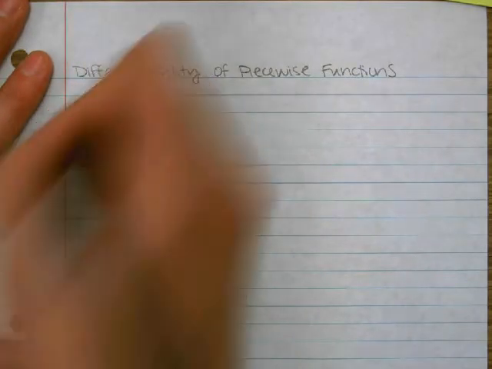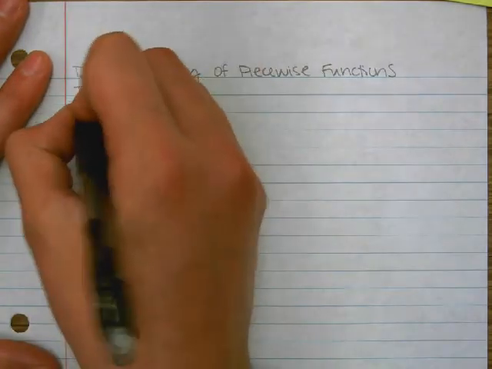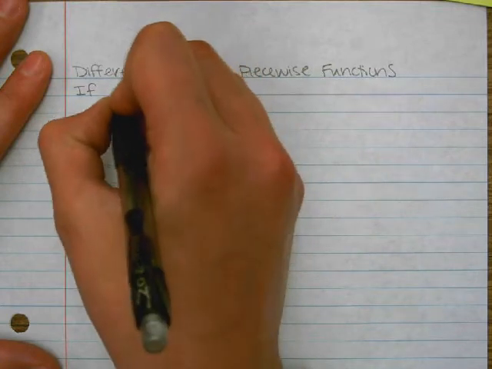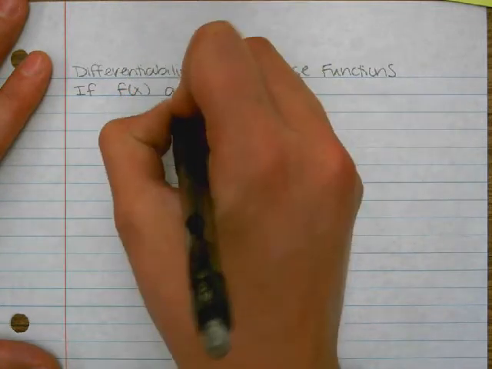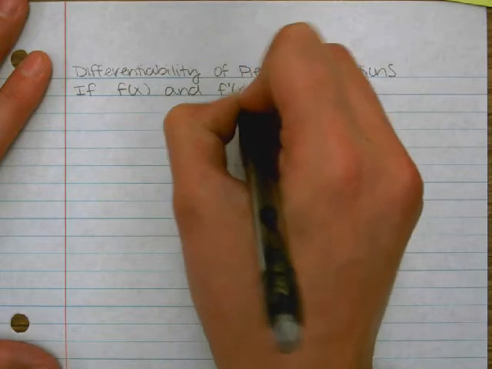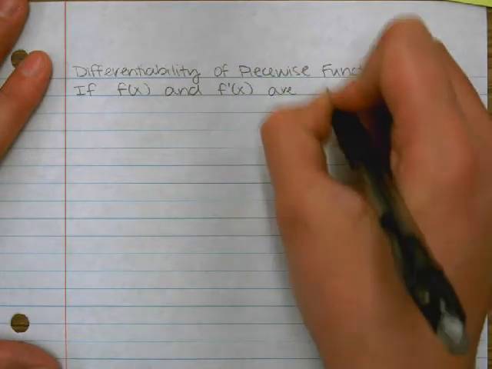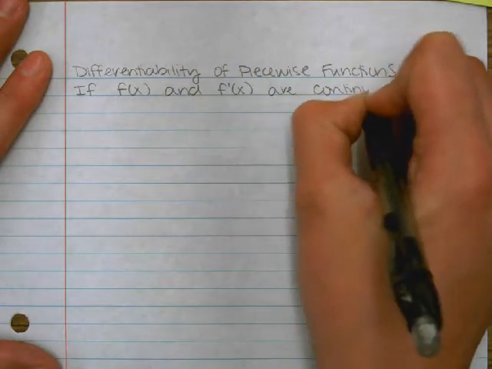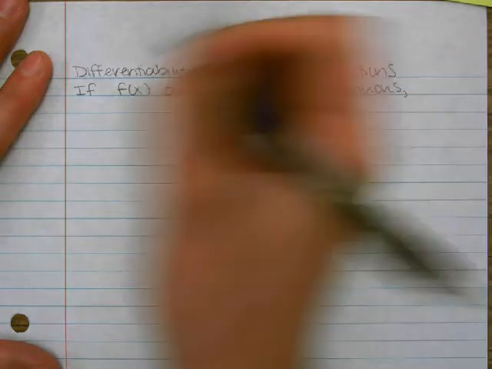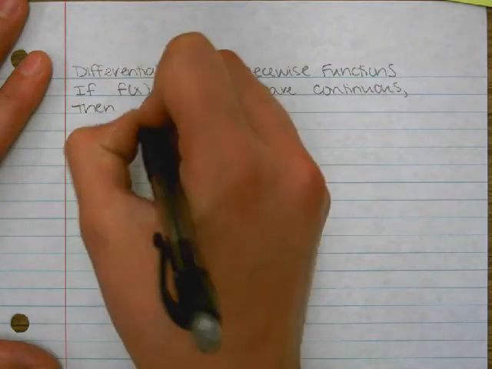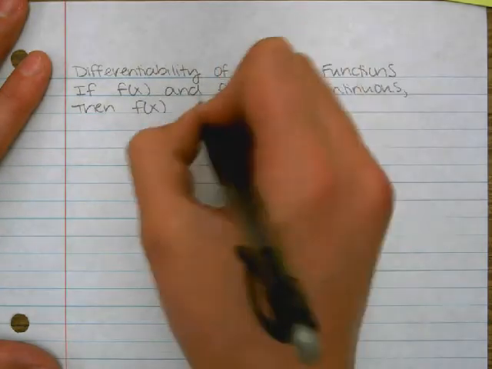So all of this that we're going to do in this video is based on knowing that if f of x and f prime of x are continuous, then the original function f of x is differentiable.